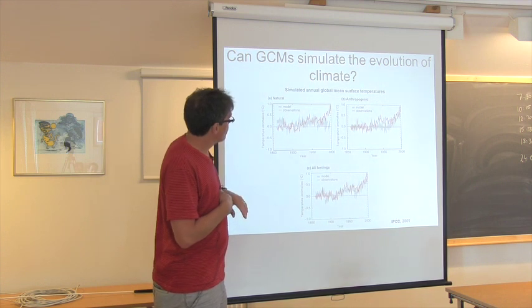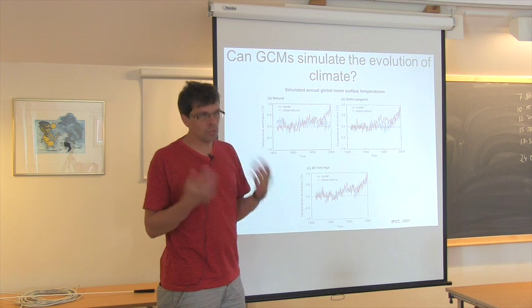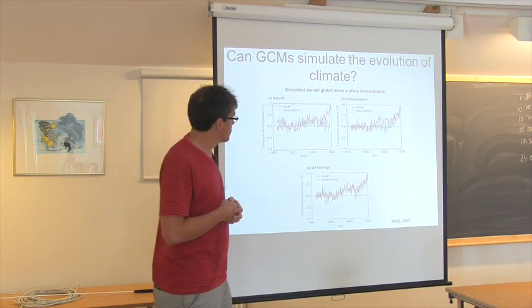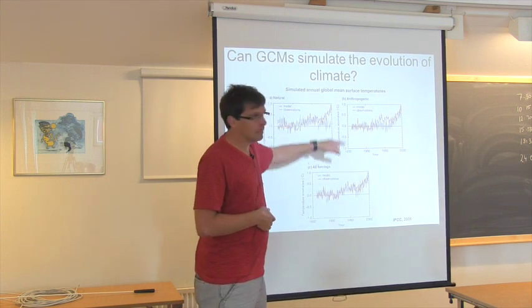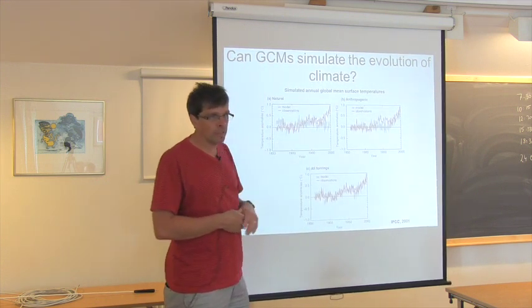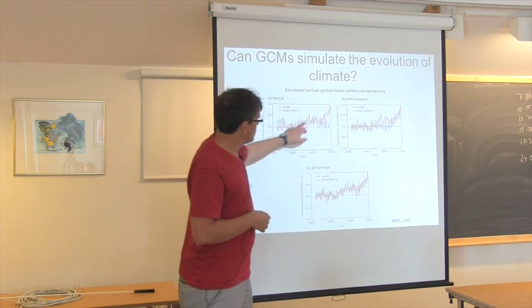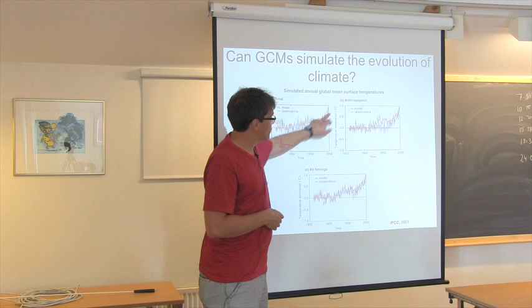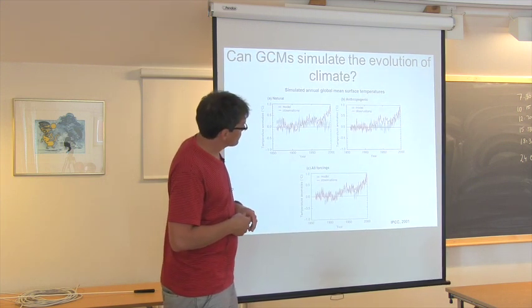If you use a model and don't prescribe these changes in CO2, you just use pre-industrial CO2 concentrations, then you can get something like the gray thing here. There is a lot of variability. It's a bit warmer and colder in different years, as it is in the climate system. The observations show something like this. We have this very strong increase in temperature over the last decades.